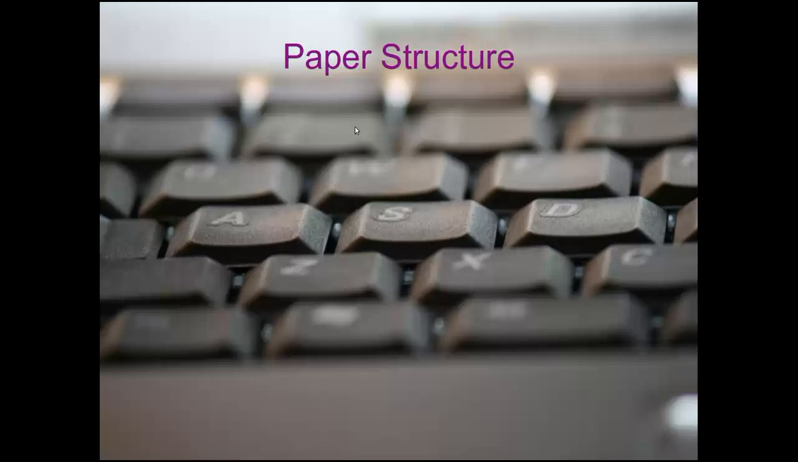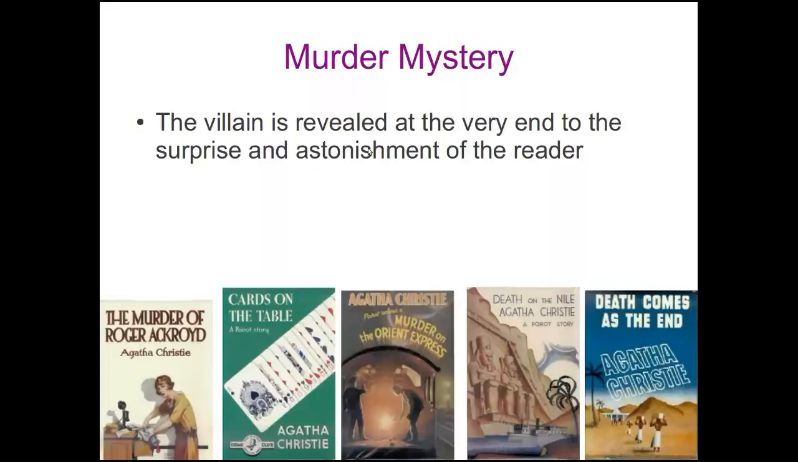So now let's talk about paper structure. One of the key things to remember about paper structure is the purpose of your report. And the purpose of your report is in some ways to tell a story, but not to tell this sort of story. So these are examples of murder mysteries, and the key point about a murder mystery, such as the demise of this poor chap Roger Ackroyd, or some death on the Nile here, and so on and so forth, is that the villain is revealed at the very end.